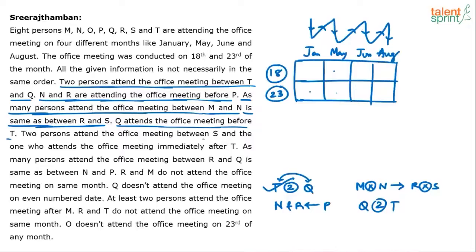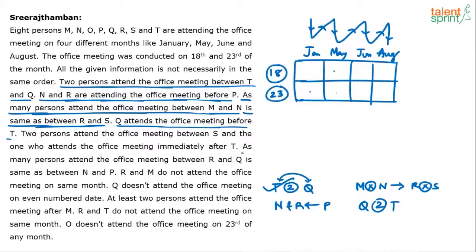Two persons attend the office meeting between S and the one who attends the office meeting immediately after T. Okay, there will be two persons between S and the one who comes immediately after T. Now, who is that person? We do not know. So I think this point will not be very useful to start with, right?